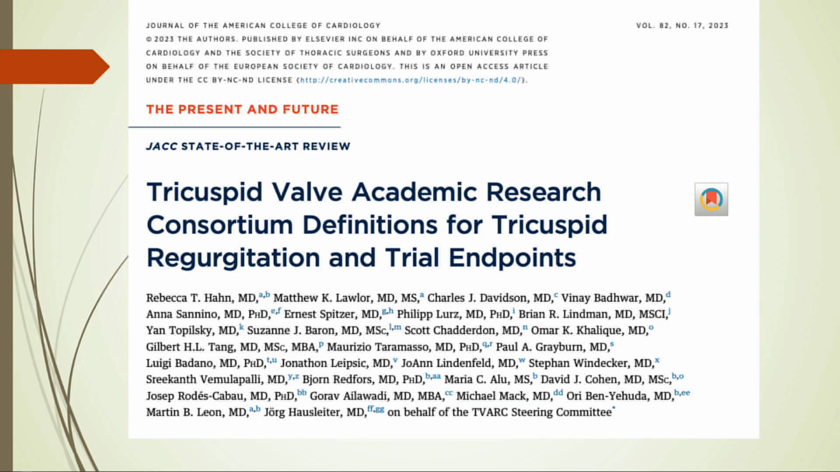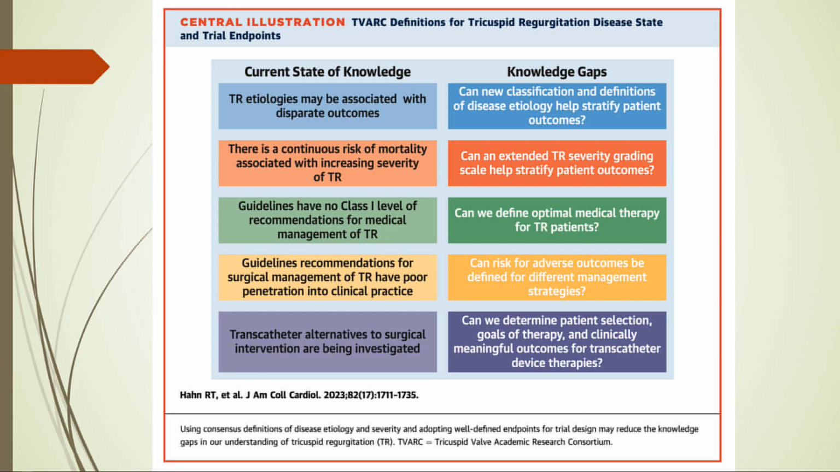This article is reviewing the Tricuspid Valve Academic Research Consortium definitions of TR, and also brings interesting windows about what to do with the guidelines, especially the orange box on the left. There's a continuous risk of mortality associated with increasing severity of TR. We know that TR is a progressive disease. Surgical results tend to become unfavorable as that right failure progresses.